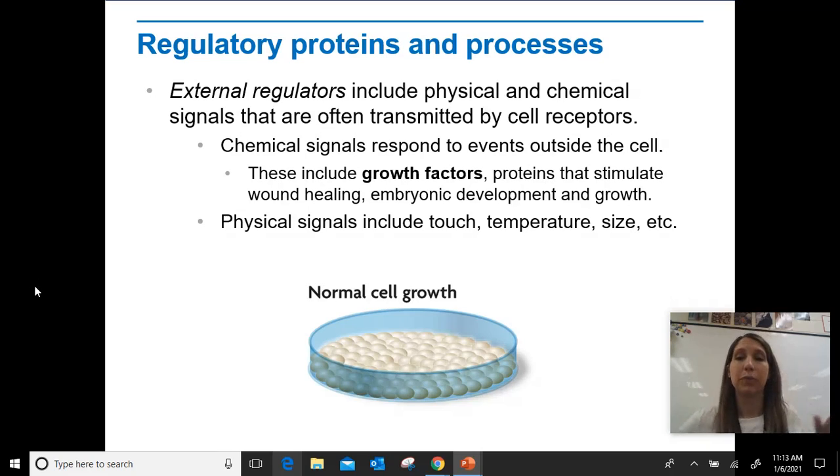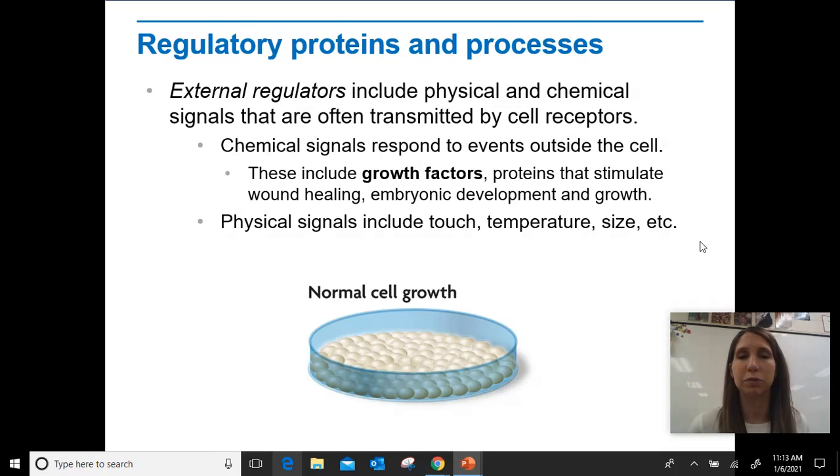But if we start with the external, remember external means outside, so we're looking at proteins and signals that are occurring outside of a cell and causing a cell to do something as a result. So they trigger a response inside the cell once they're recognized by that cell. So first type of external regulator is a chemical signal. And by the way, you do want to get everything that's on this slide. These are all important items here.